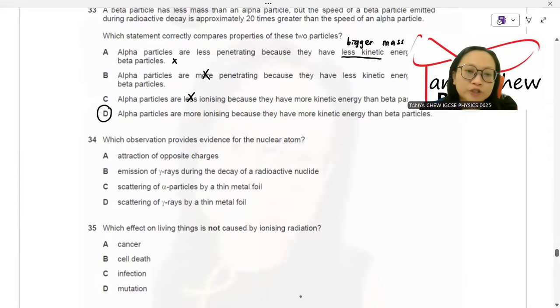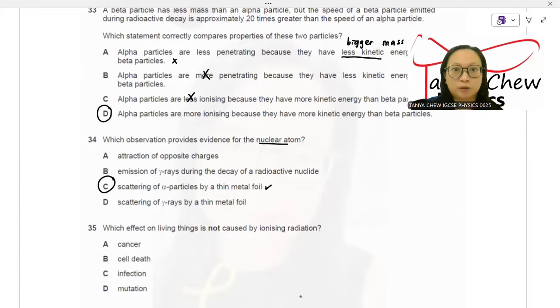Number 34, which observation provides evidence for the nuclear atom? Attraction of opposite charges, not so correct. Emission of gamma rays during the decay of radioactive nuclide, no. And scattering of the alpha particles by a thin metal foil, that is true. That is how due to the alpha particle scattering experiment, we have our model of atom.